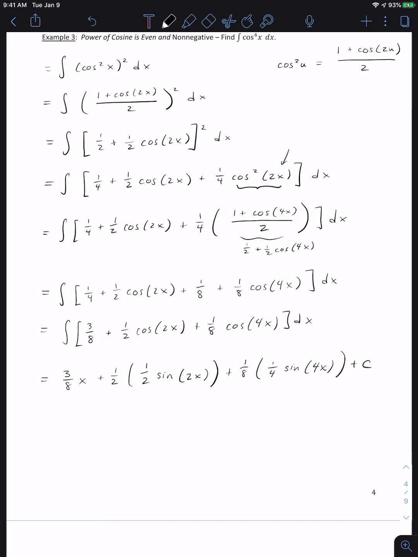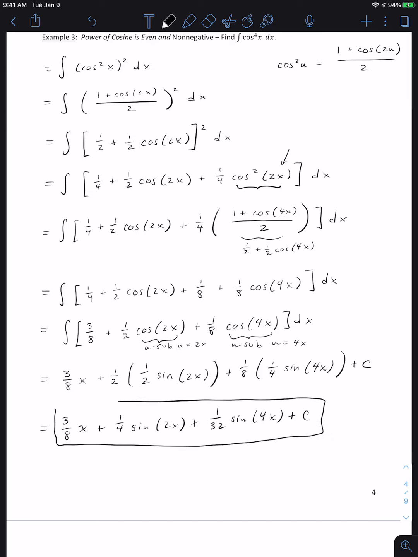And again, if you're uncomfortable with that quick way to do it, you can do a u-sub with u equals 2x, and here you could do a u-sub with u equals 4x. But I highly suggest you get comfortable with doing it the quick way so you can save yourself some time. So my final answer here is 3/8 x plus 1/4 sine of 2x plus 1 over 32 sine of 4x plus c.